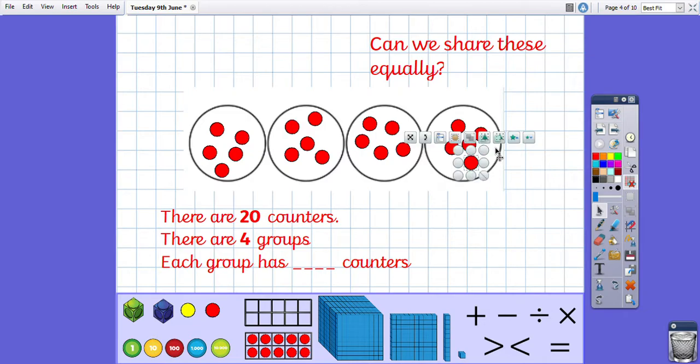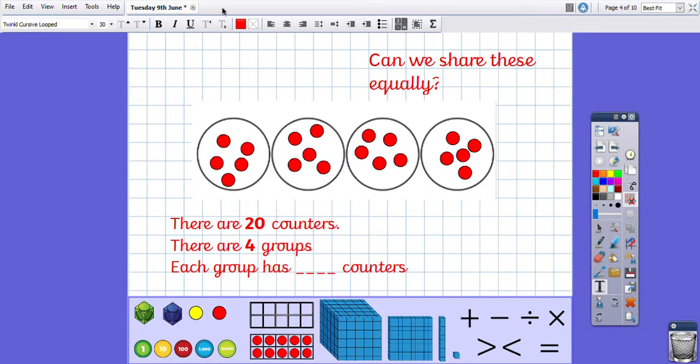Now I like to double check and count every single group. So in this group I have got 5 counters. In this group I have got 5 counters. In this group I have got 5 counters. And in this group I have got 5 counters. So each group has got 5 counters.